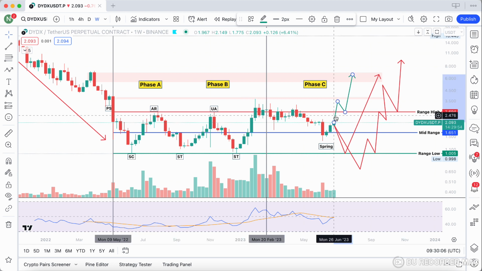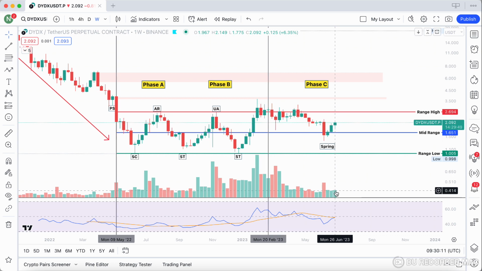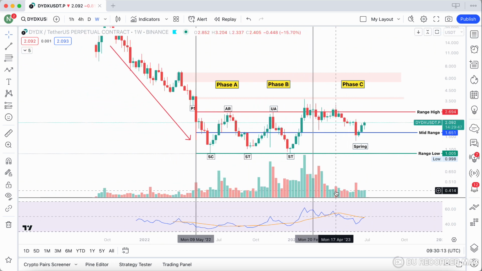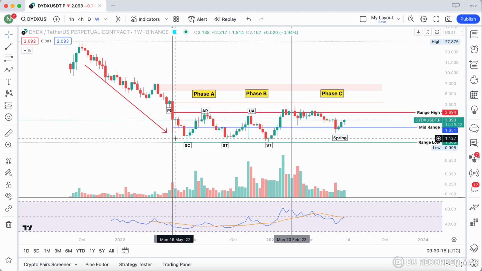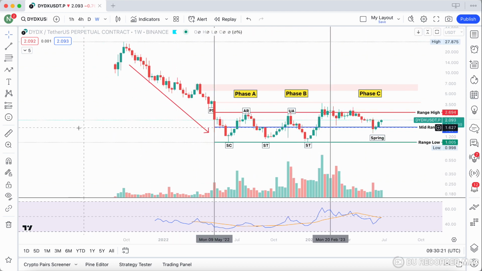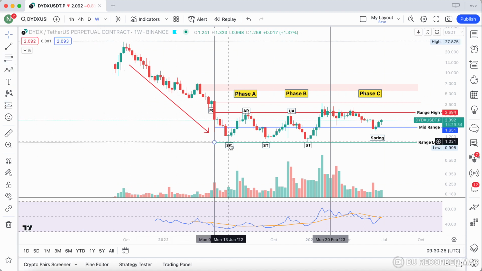Now about my price target of $37, it's not clickbait. I truly believe that it's possible. And if you pull a fib extension, this is a perpetual contract, so it doesn't have all the history, okay? But if you pull a fib extension from the low to the high and back to the low, the 1.618 extension target is $37.